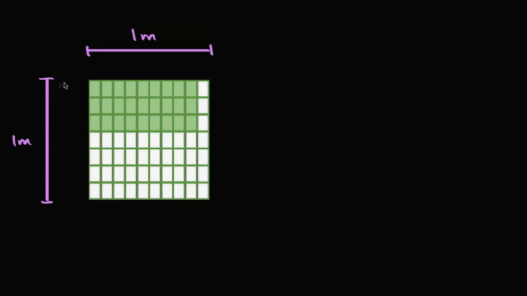So what's the area of the entire square going to be? Not just the shaded region, the entire square. Well, the total area is going to be equal to the height times the width. So 1 meter times 1 meter. 1 times 1 is, of course, 1, and meters times meters, we could write that as a square meter or meters squared, however you want to think about it.